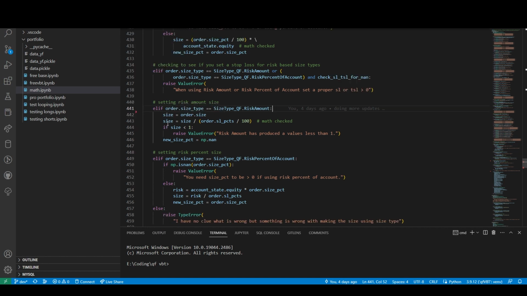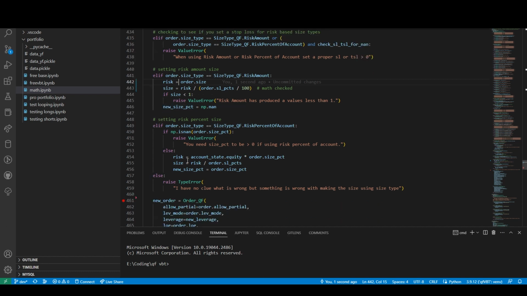So this is risk. This is risk. And then here, risk equals account equity times order dot percent size percent divided by 100.